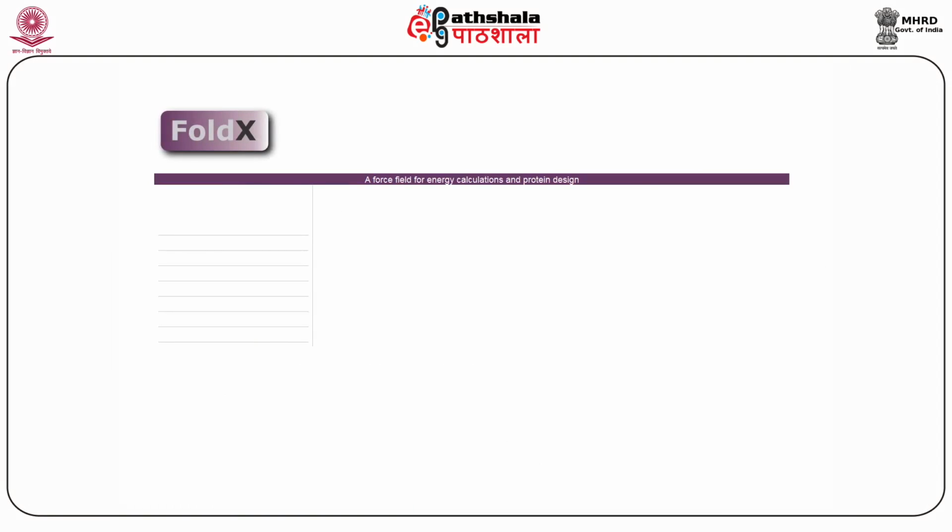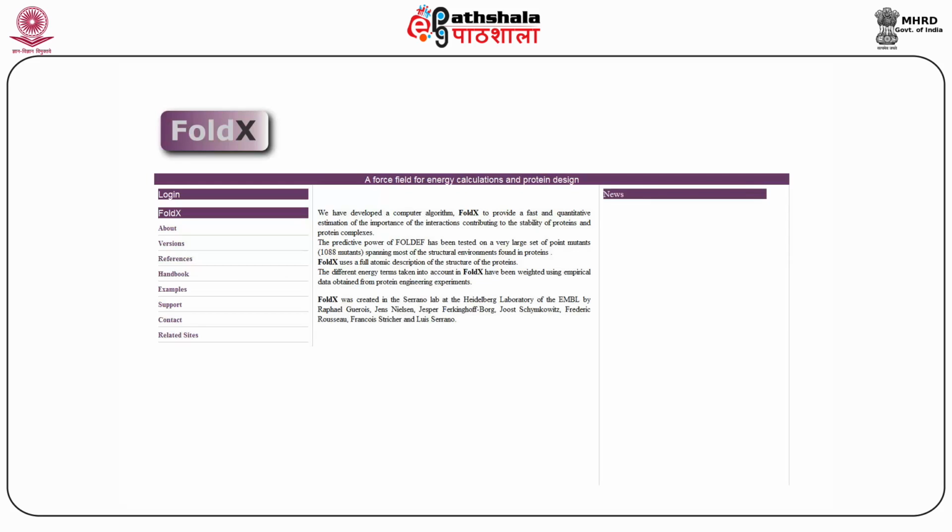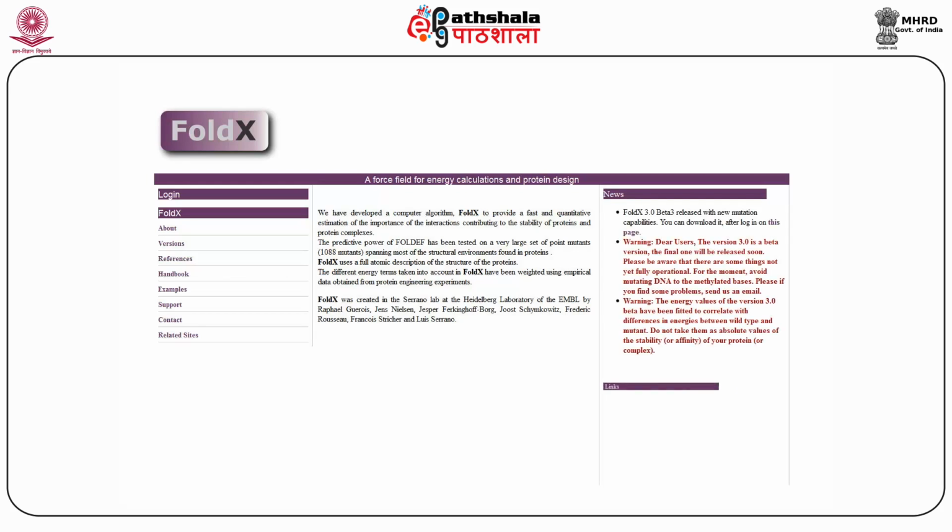Then we discuss FoldX. It is software developed with a computer algorithm to provide a fast and quantitative estimation of the importance of interactions contributing to the stability of the protein, like the interactions which measure the stability of the protein. Based on the three-dimensional structure, you will get an idea about the delta G value of the protein and how stable this protein is. You can compare the stability of proteins simply using the three-dimensional structure of a protein.